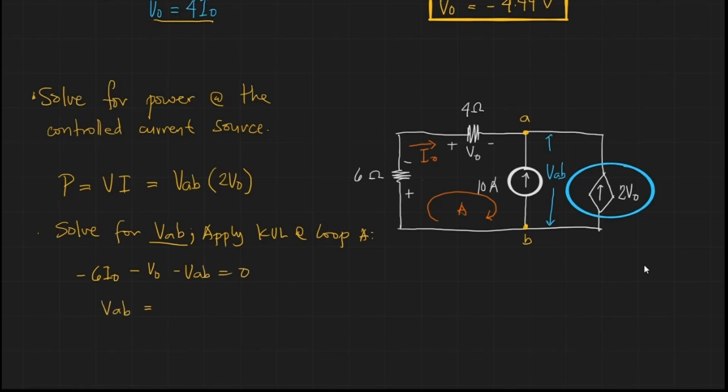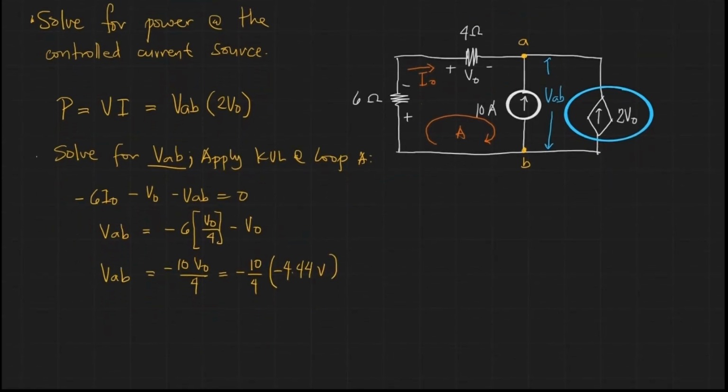So VAB therefore is equal to negative 6 times, what is the value of IO? VO over 4. We established that kanina. Minus your VO. Solving for VO, then therefore we can say that it is equal to negative 10 over 4 VO. Substituting the value of VO, then we can have a final answer for VAB, which is equal to 11.11 volts. So that's the value of VAB.